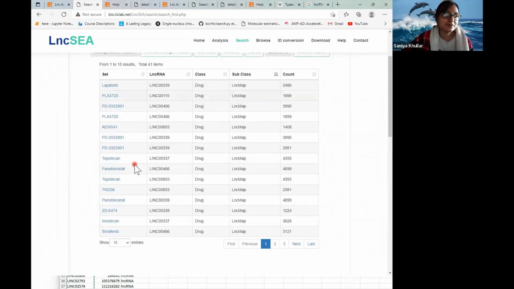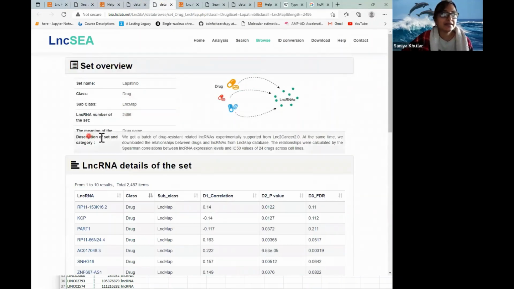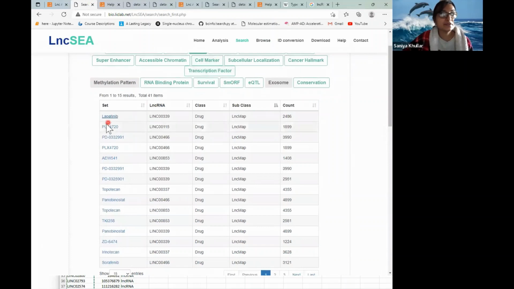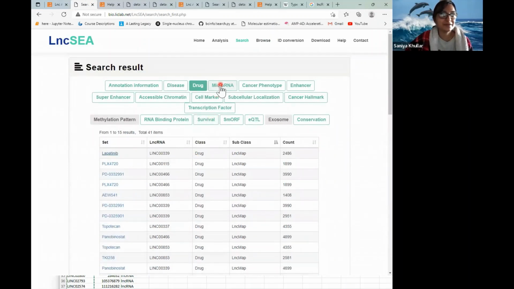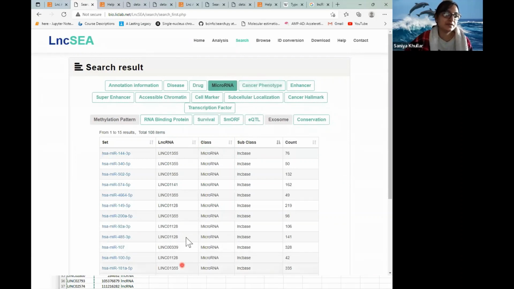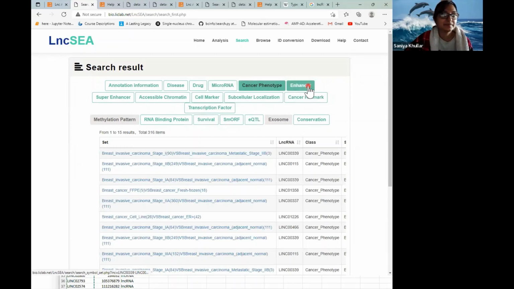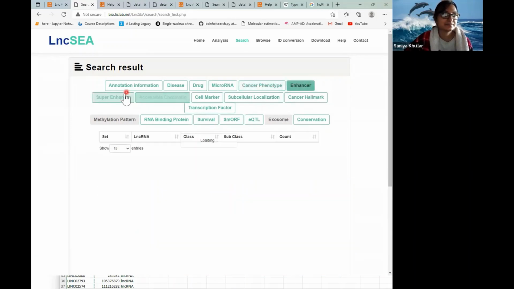We can also look up drugs that are associated. And again, the count will always tell you how many lincRNAs are associated with that set. And they tell you again how they got this, lapatinib, for instance. You can always click this, which is really cool. And there are also microRNAs associated with the respective lincRNAs, cancer phenotypes, enhancers.